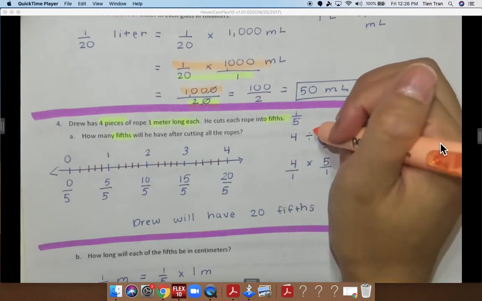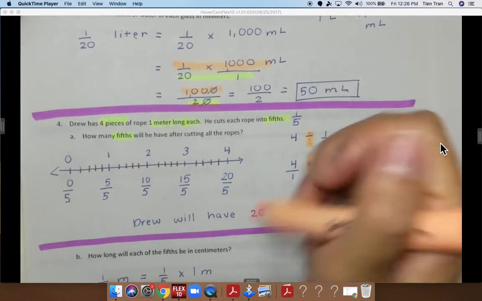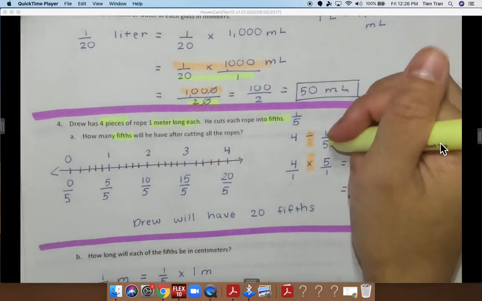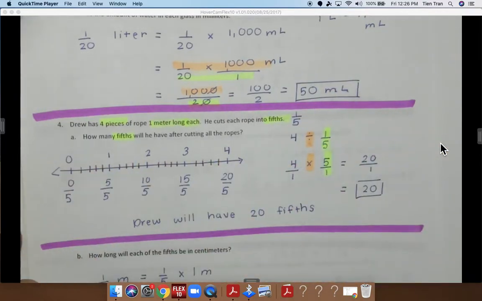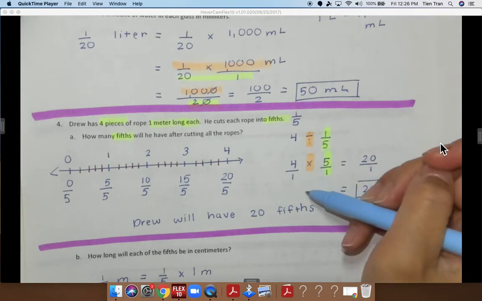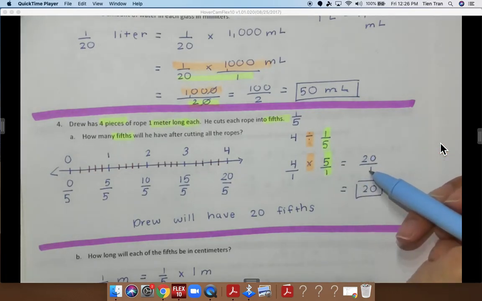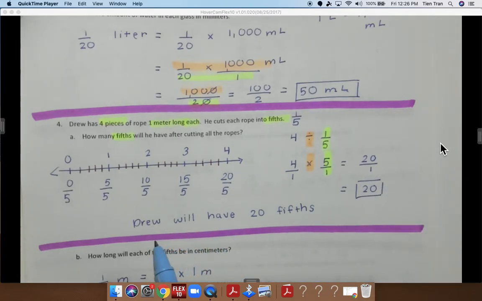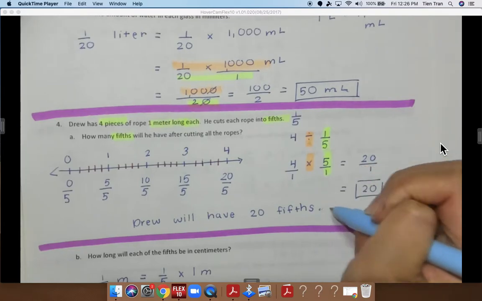I know that I can flip my division sign into a multiplication sign, and I'm changing 1/5 into 5 over 1. 4 times 5 is equal to 20. 1 times 1 is equal to 1. So 20 divided by 1 is equal to 20. So what that means is Drew will have 20 fifths in all.